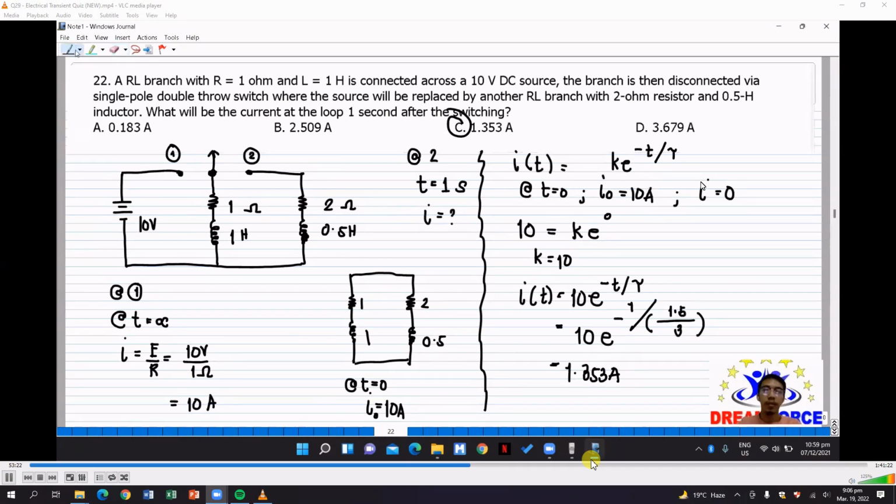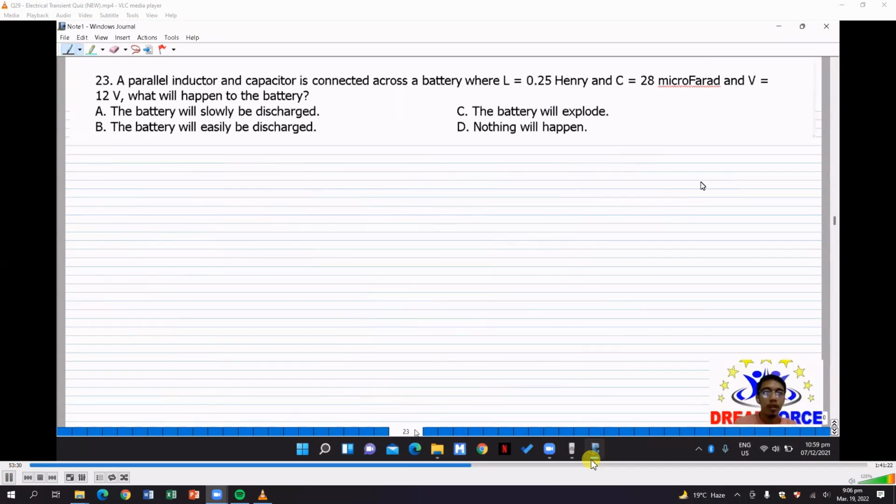Okay, next number. Number 23. And again, objective. A parallel inductor and capacitor is connected across a battery where L equals 0.25 henry and C is 28 microfarad, where V is 12 volts. What will happen to the battery?